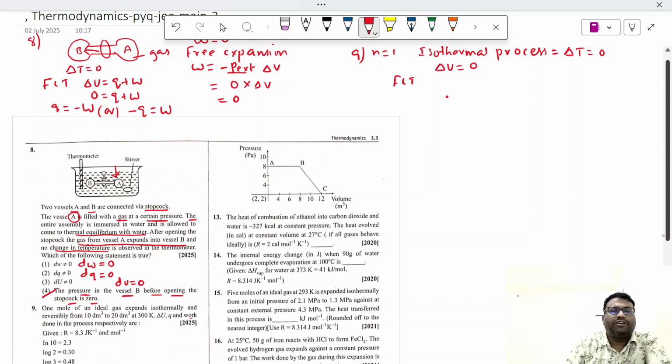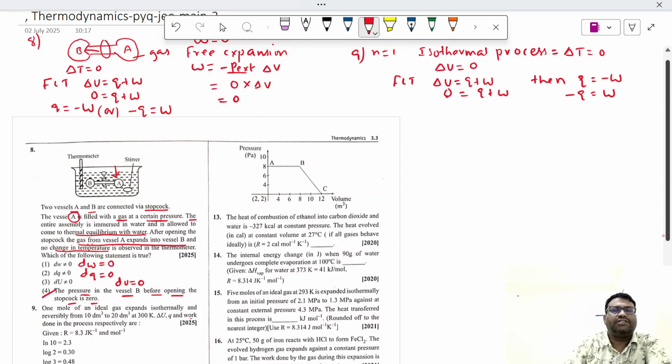According to the first law of thermodynamics, we know that delta U is equal to Q plus W. This is 0, so 0 is equal to Q plus W. Then Q will be equal to minus W, or minus Q is equal to W. So if you calculate work done, then heat can be calculated.